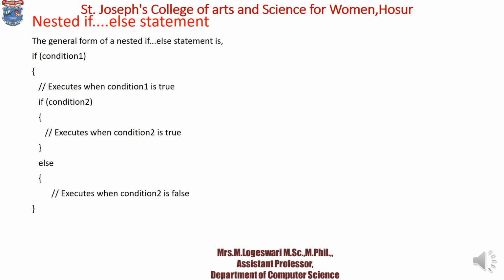Nested if else statements. What is meant by nested if else? One if statement inside another if statement. It means one if else statement containing another if else statement is called a nested if else. Okay, so here is one syntax. If condition 1, the condition 1 is checked, is it true or false. Suppose the condition is true, it enters condition 2. If condition 2 is correct, it moves to the condition 2 true block. Suppose condition 2 is false, it moves to the else part.